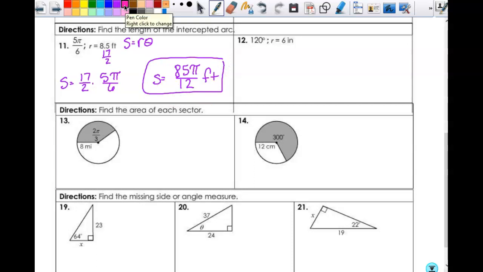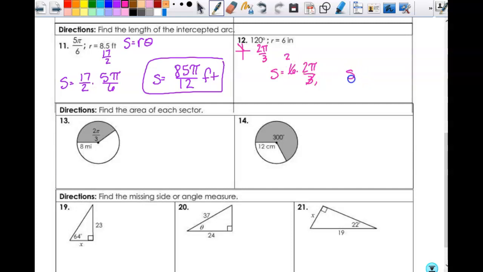Okay. Then number 12, I need to convert this to radians. So 120 is in the second quadrant. My reference angle is 60. So my 60-degree angle in the second quadrant is 2 pi thirds. So that means that S is equal to 6 times 2 pi thirds.